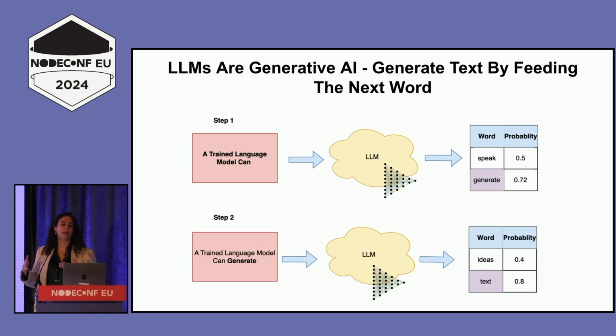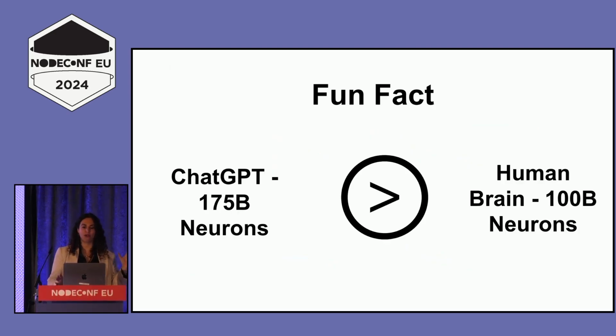Let's look at this example. This is how an LLM generates text and understands text. In step one, we have "a trained language model can", and the next word with the highest probability is "generate". Then in step two, we add "generate", and we get "a trained language model can generate text". So that is, at a really high level, how they work.